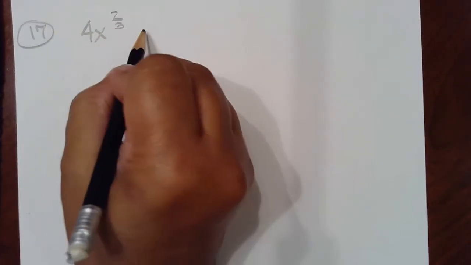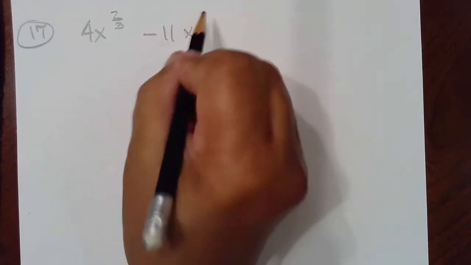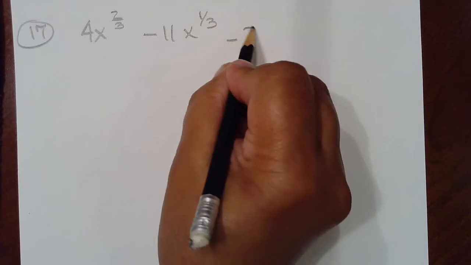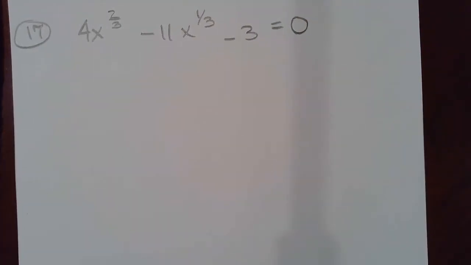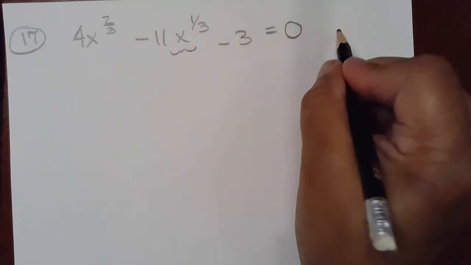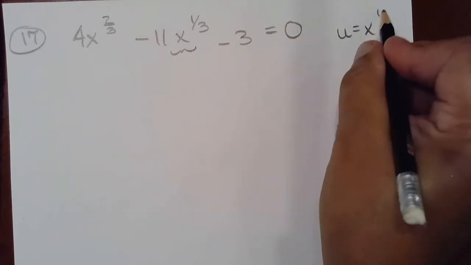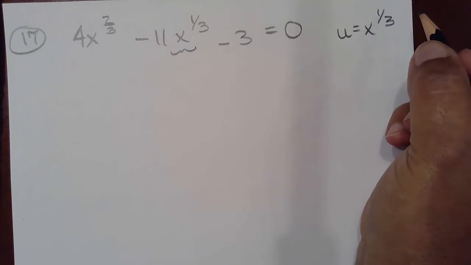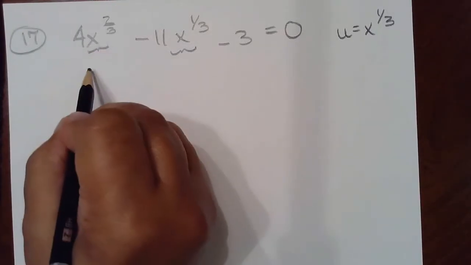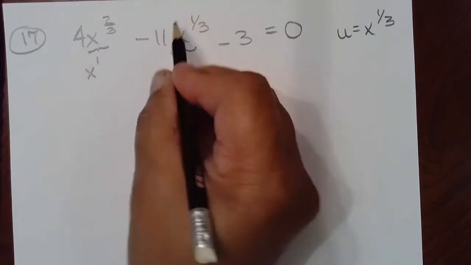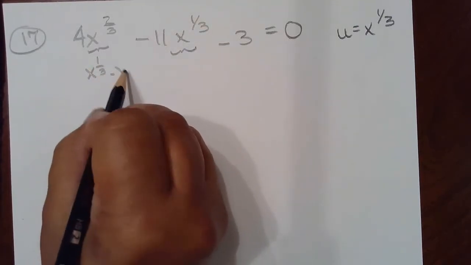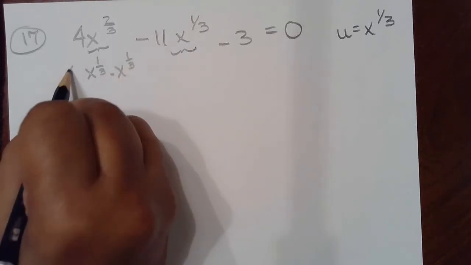Number 17 is, let's see, another one of these crazy looking problems calling for substitution. Okay, so again, get right in here, do the substitution at the center. X to the 1/3, rewrite the problem. Keep in mind that what you're seeing right here, x to the 2/3, is really x to the 1/3 times x to the 1/3. And of course, it has a 4 right there.